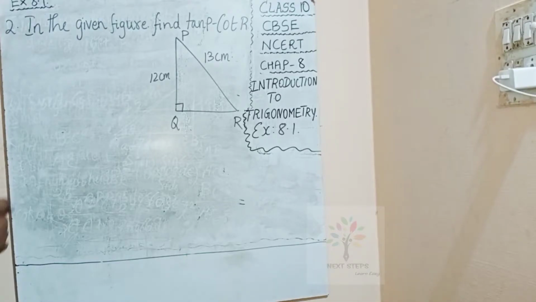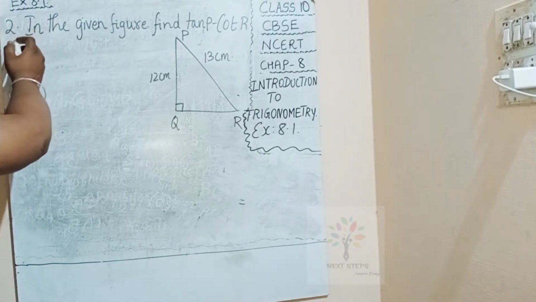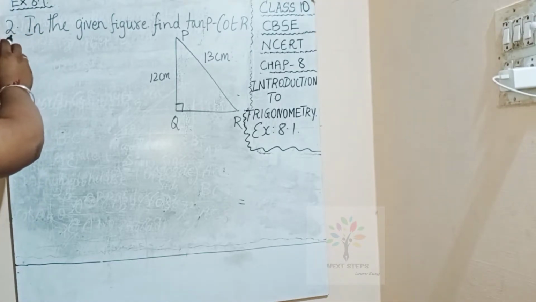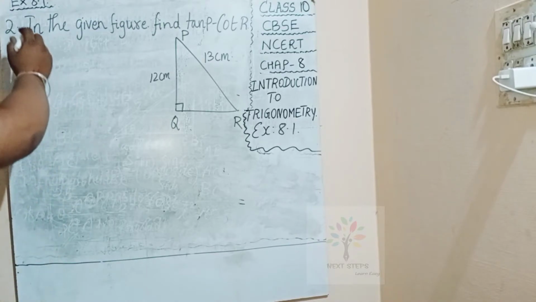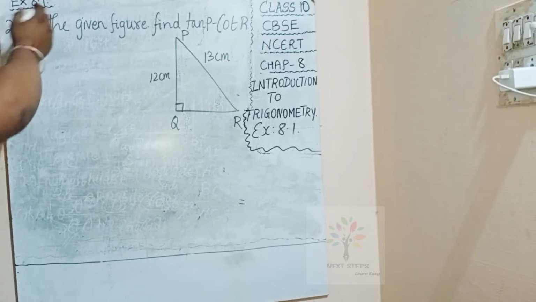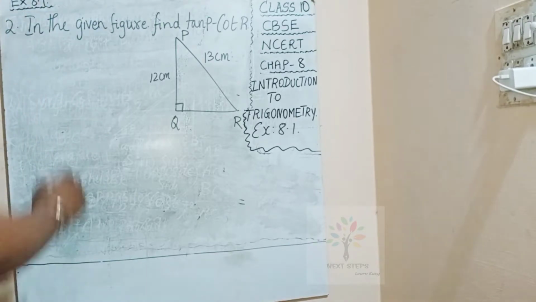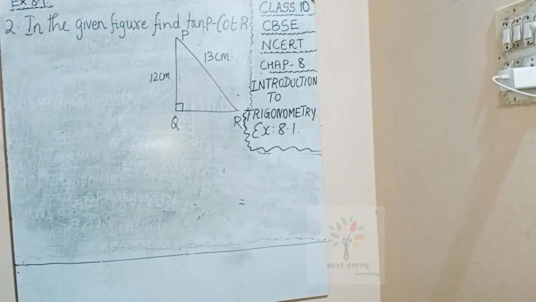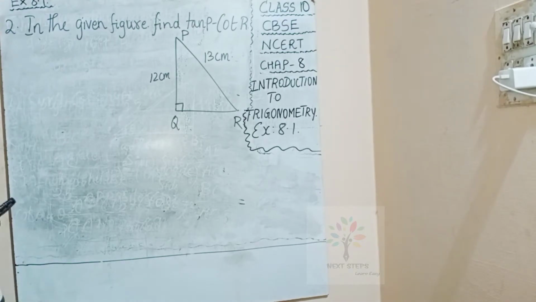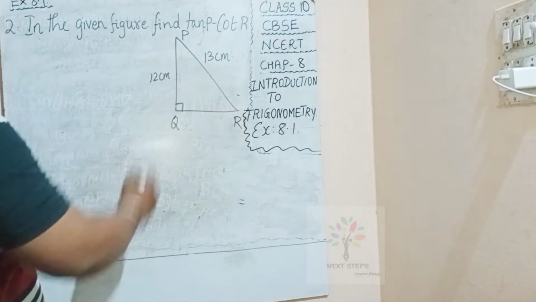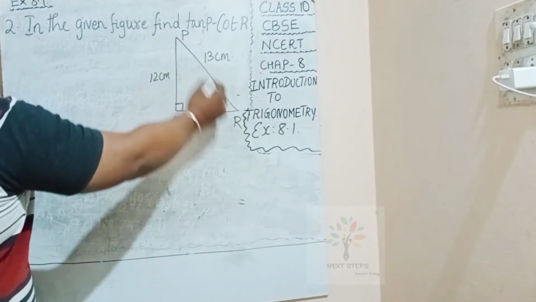Hello everyone. Now we are going to see problem number 2 from exercise 8.1. In the previous video we solved question number 1 from 8.1. Now we will solve the second question. The second question is, in the given figure find tan P minus cot R, and they have given the figure like this.